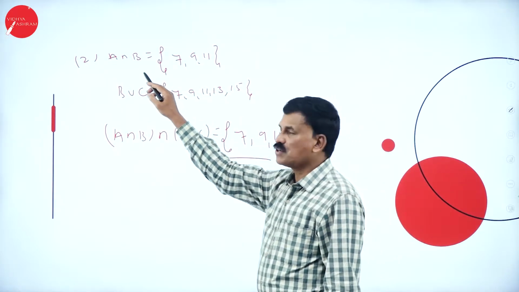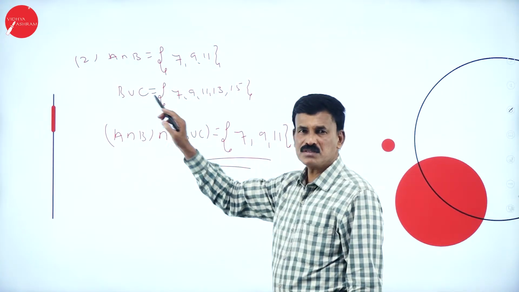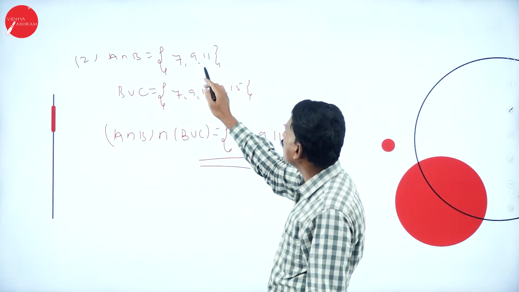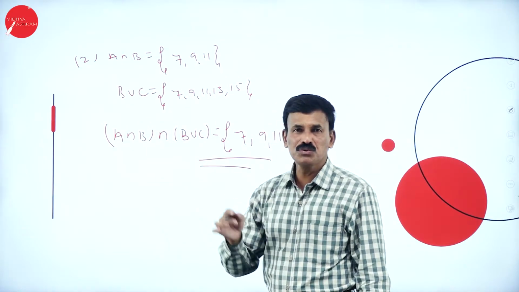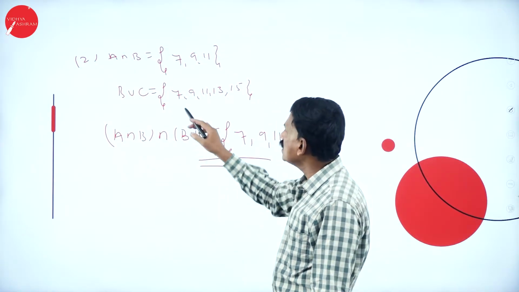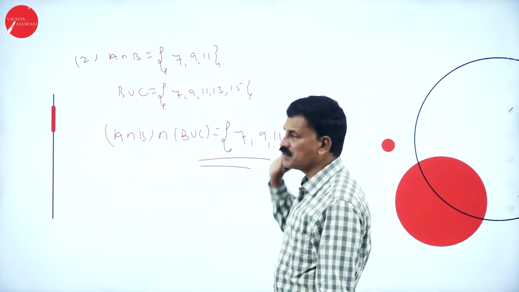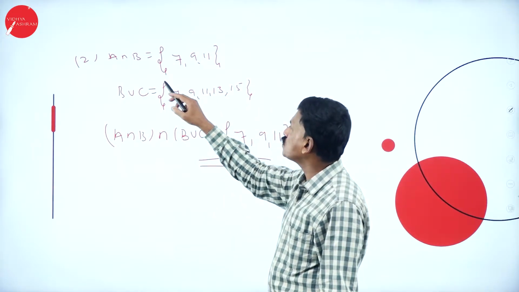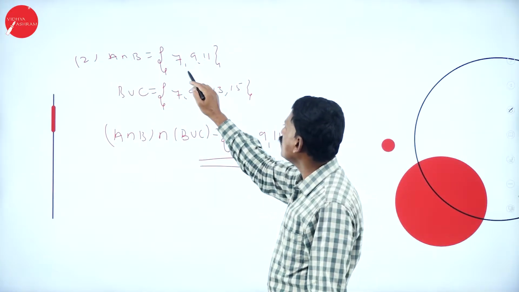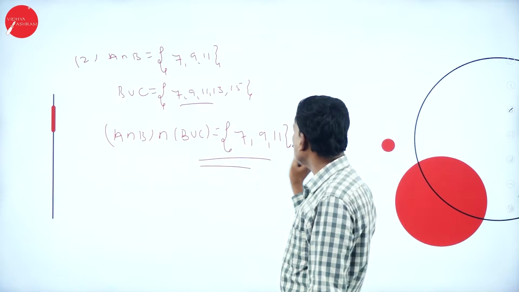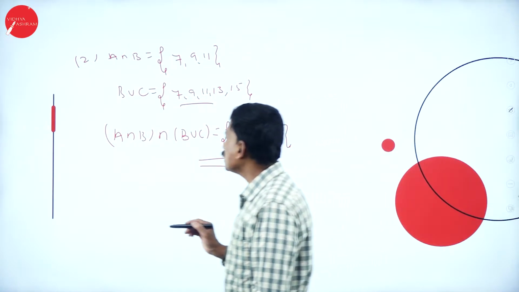So first write down A intersection B, that is the elements which are common in both A and B: 7, 9, 11. And next, second, find out B union C, all the elements of B and C, that is 7, 9, 11, 13 and 15. And the intersection of these two, that is the common elements 7, 9, 11. And this is the second part.